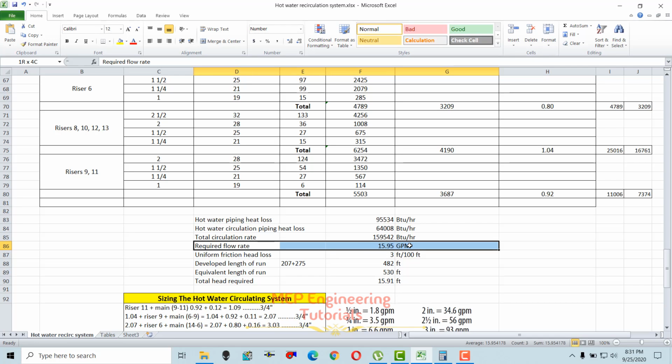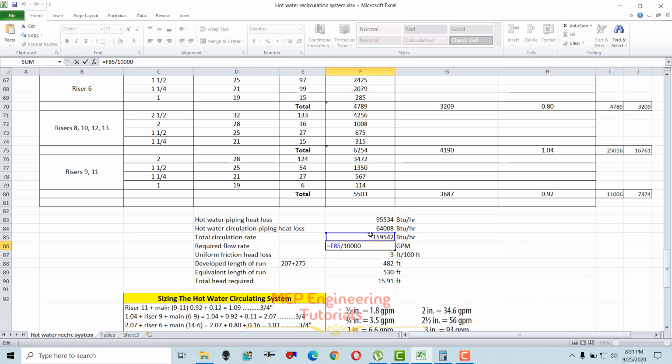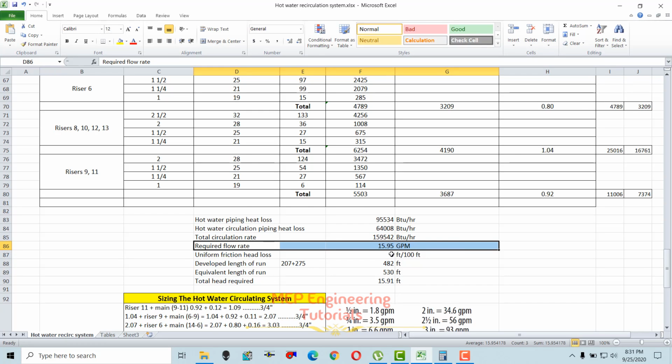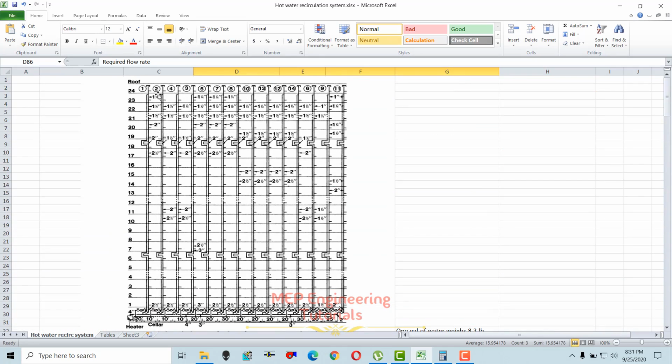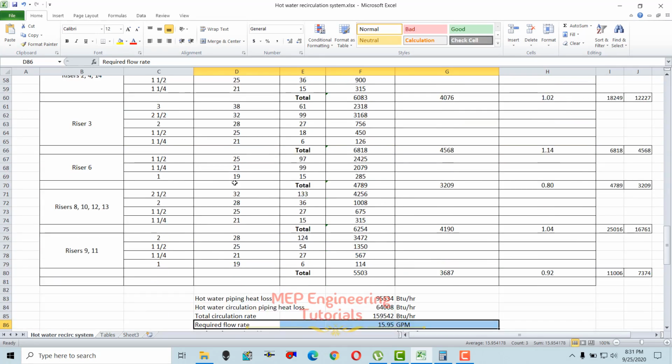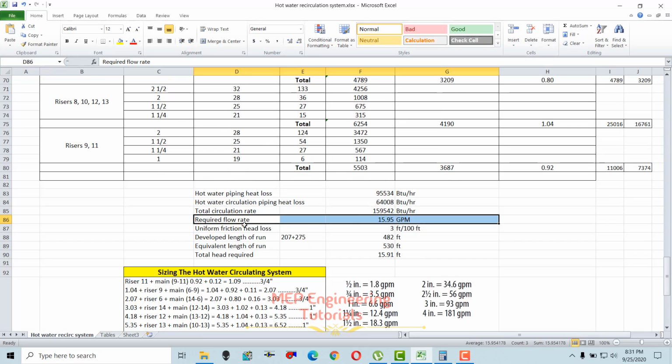So how will you get the required flow rate? In the same way, you just divide the sum of these two, that is hot water piping heat loss plus hot water recirculation piping heat loss, by 10,000 to get the required flow rate. So the required recirculation flow rate for our system is 15.95 GPM. So 15.95 GPM is required.